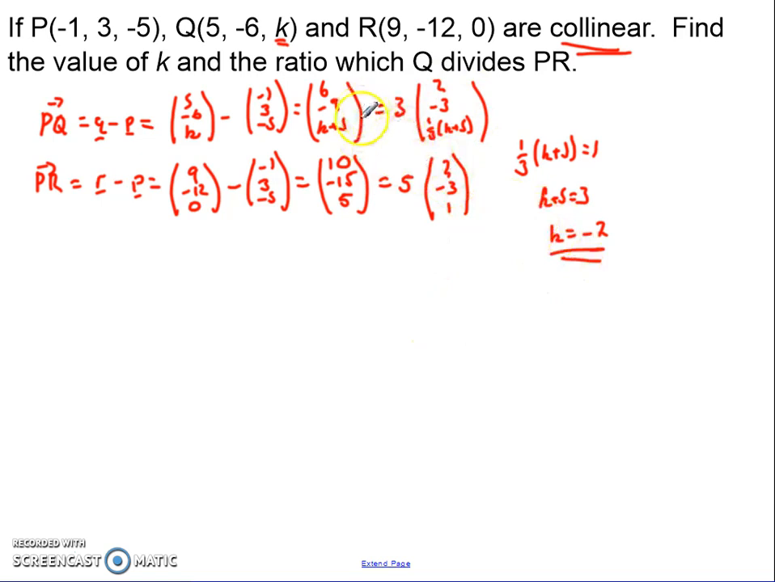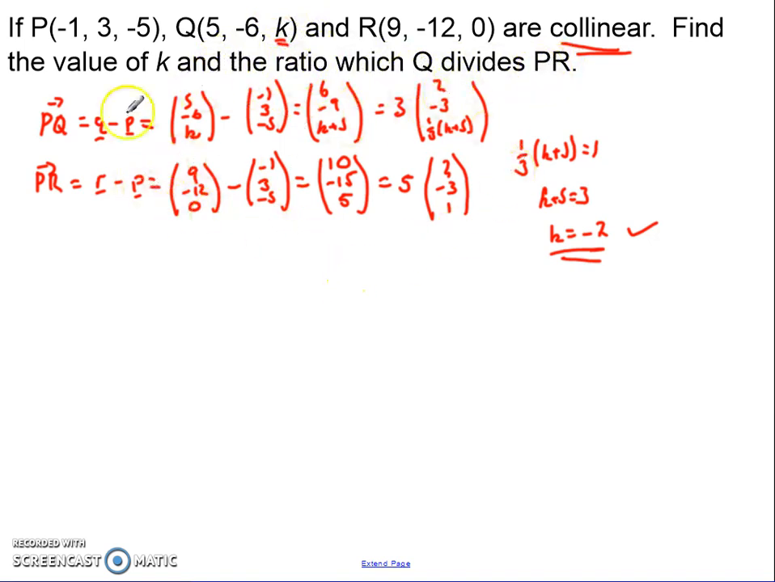Imagine I put -2 there: -2 plus 5 is 3, and if I take that out as a common factor, this bit here will be 1, so I get the same thing. So there you go, that's me got the value of K. What I now want to do is figure out the ratio in which K divides P to R.